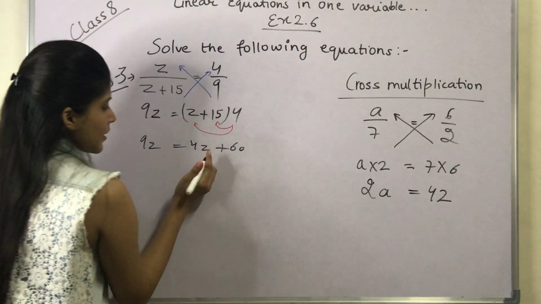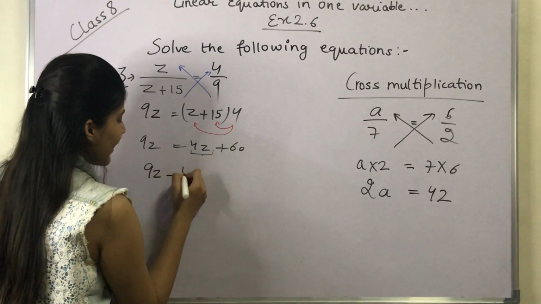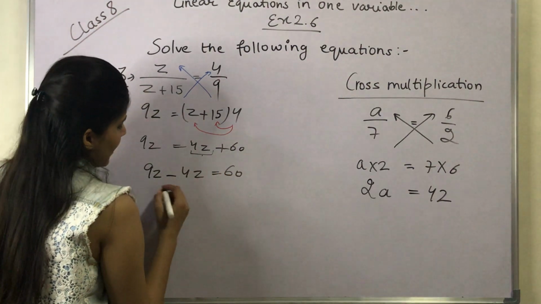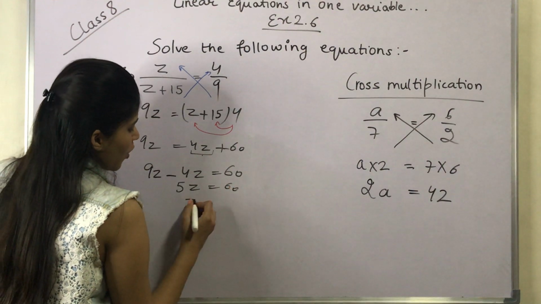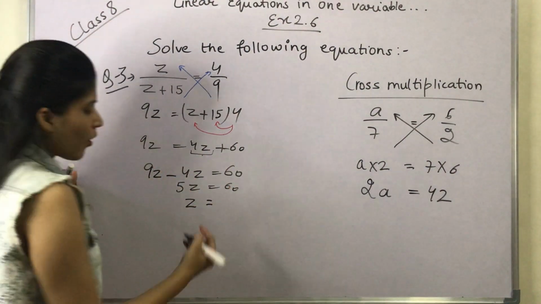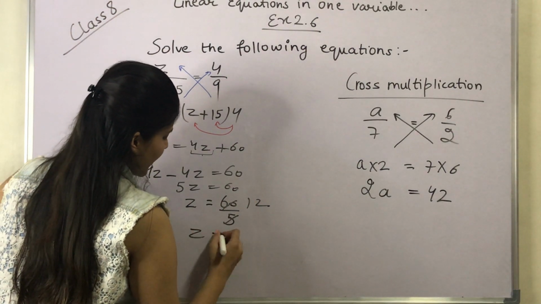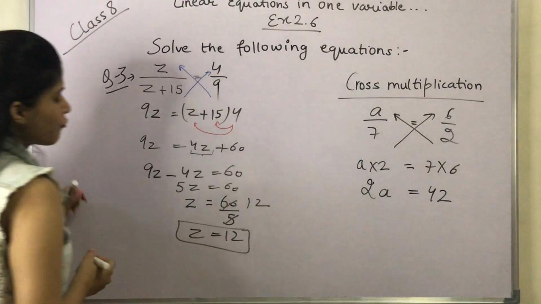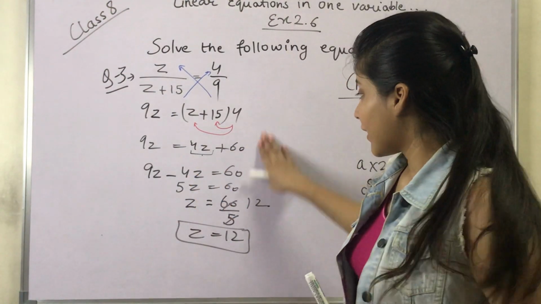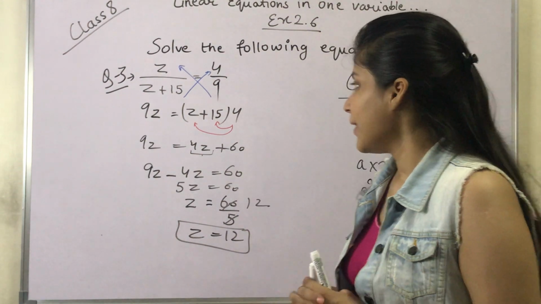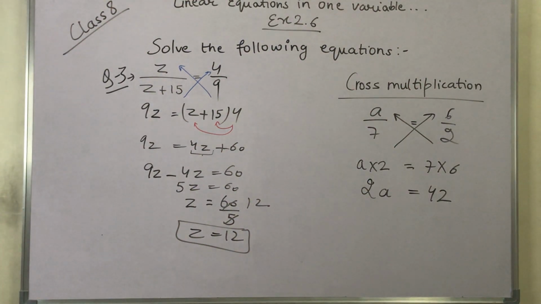So now 4z will be transposed to the LHS. So 9z minus 4z equals 60. 9z minus 4z is 5z equals 60. So the value of z will be 60 upon 5, so it will be 12. So the value of z comes out to be 12. Again we cross multiplied, and calculating the answer became very easy. Okay, this was our question number 3. Now let's come to the next question.